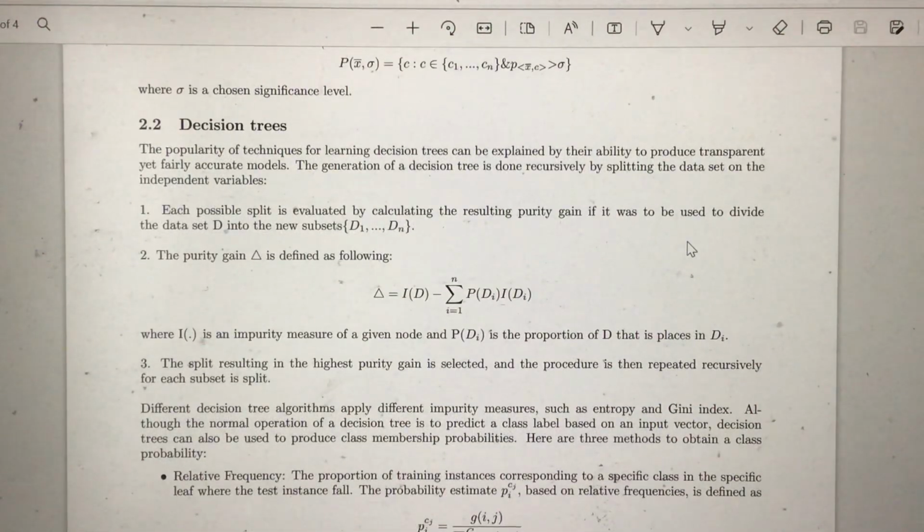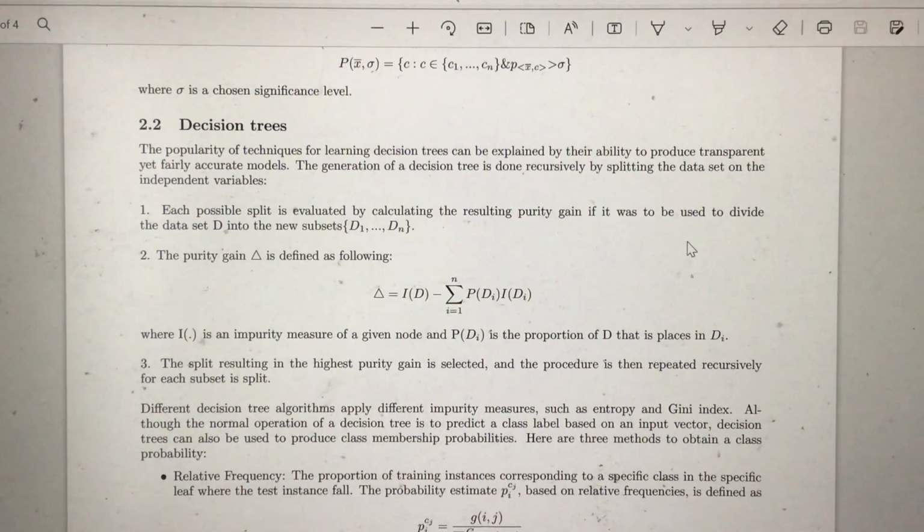Okay, so the other background knowledge will be decision trees. The popularity of techniques for learning decision trees can be explained by their ability to produce transparent yet fairly accurate models. The generation of the decision tree is done recursively by splitting the data set on an independent variable. So here are the general steps.